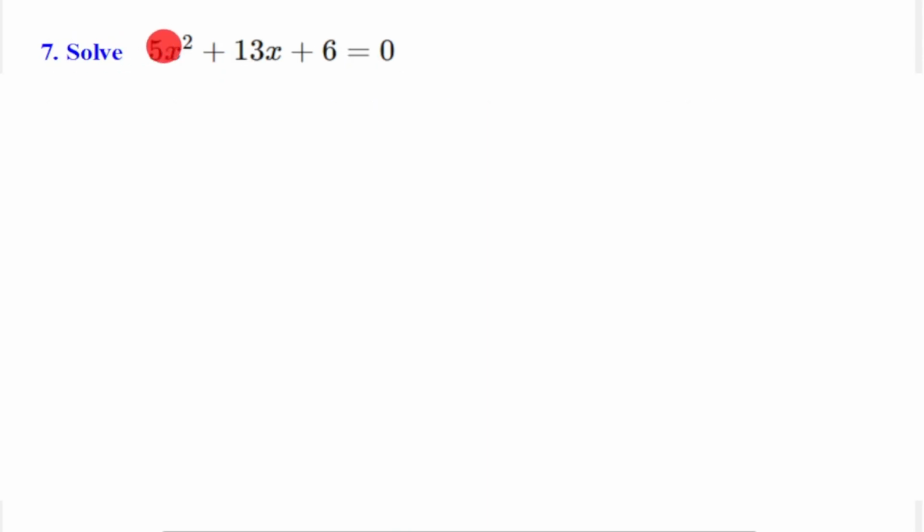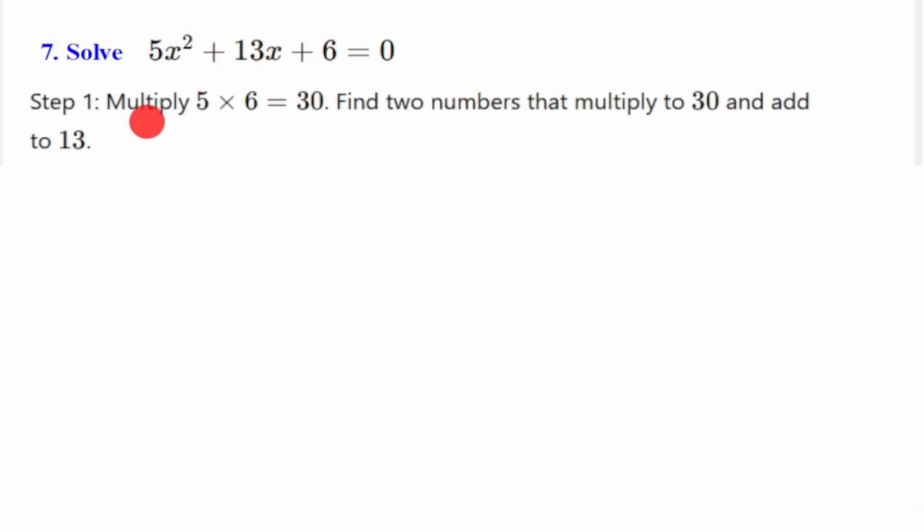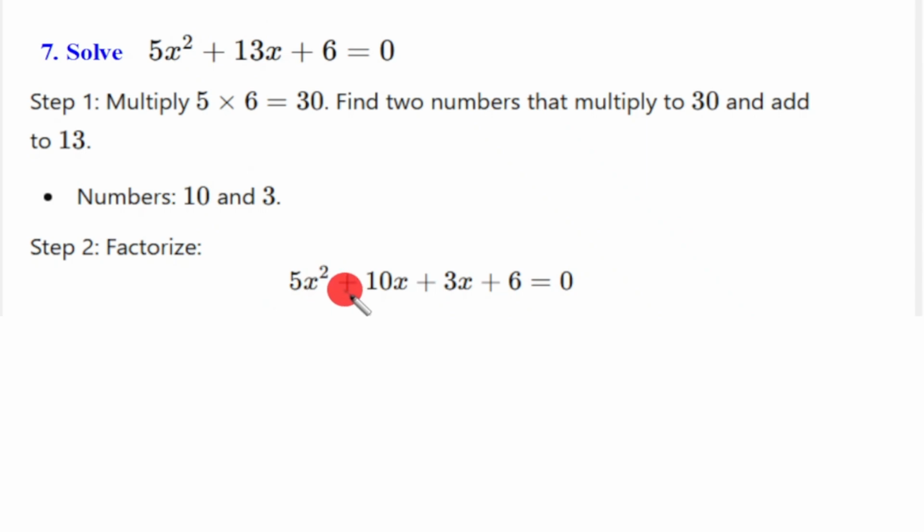7. Solve 5x squared plus 13x plus 6 is equal to 0. Step 1: Multiply 5 by 6, we get 30. Find two numbers that multiply to 30 and add to 13. The two numbers are 10 and 3. So to factorize, what we have to do is insert these two numbers in place of 13x. And when we rewrite, replacing 13x, we get 5x squared plus 10x plus 3x plus 6 is equal to 0.